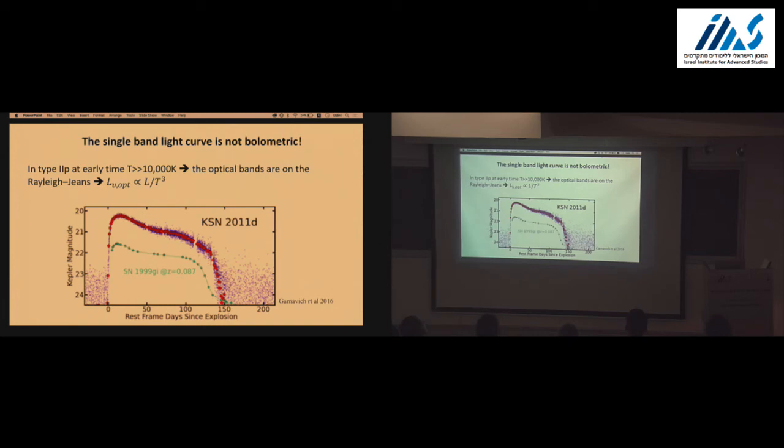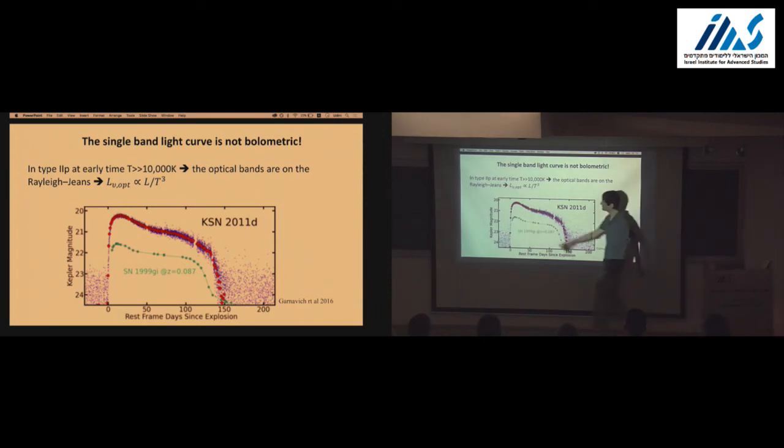When we look in the optical, okay, what we actually see, for example, this is type 2P, so the luminosity is doing a plateau. But the optical is going up. And this is because when we look at a single band, we don't see the bolometric luminosity, unfortunately. It would be much easier to model if we would have. And the temperature is going down. So this rise is because the temperature is going down. And the luminosity in the optical, once it's on the Rayleigh-Jeans, goes like the luminosity divided by T cubed. So if T cubed is going down faster than the luminosity, we have a rising light curve, and this is what happened in type 2Ps. When we look in the optical, it's actually going up.